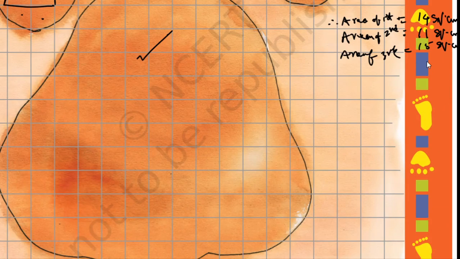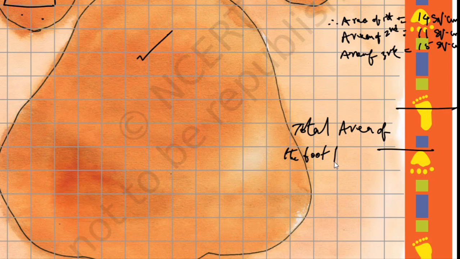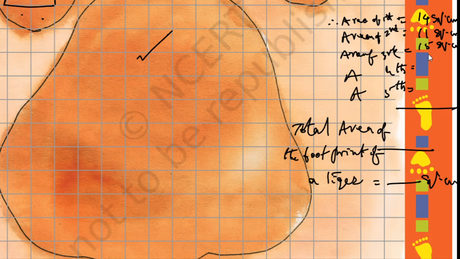So write the area of the fourth one, fifth one, and then you find the total. Therefore, the total area of the footprint of a tiger is equal to so and so square centimeters. That means find the area of the fourth one and the last one, the fifth one, and then you add all the areas. Then it is equal to the total area of the footprint of the tiger.